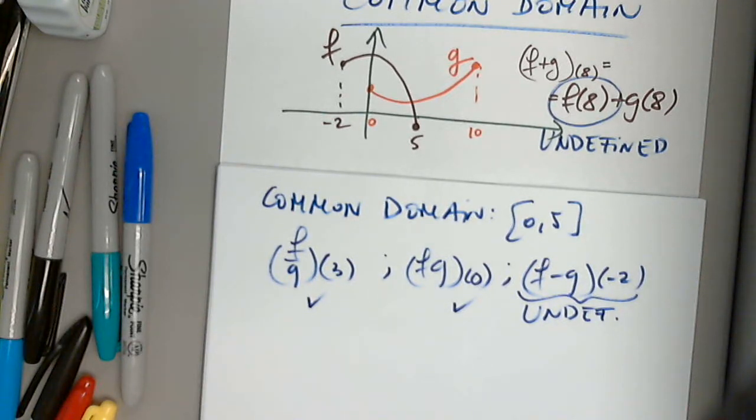So algebra of functions works only if the functions you give me have a common domain. If they don't have a common domain, what's the use of it? They don't exist. So let's choose another pair of functions. On page 310, from 31 through 50.